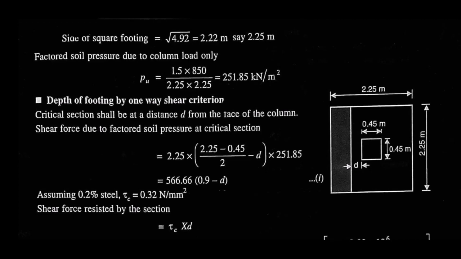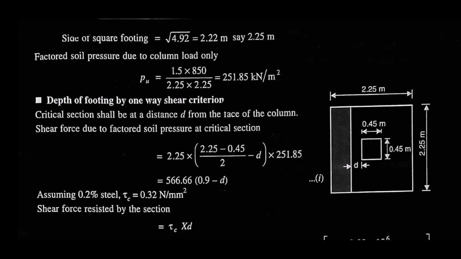So next step is depth of footing calculation. To calculate that, we have to use three criteria: one-way shear criterion, two-way shear criterion, and bending moment criterion. Among these three, whichever value is more, we have to take that value into consideration. So first criterion is depth of footing by one-way shear criterion.